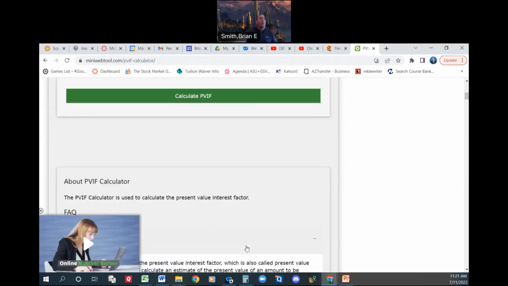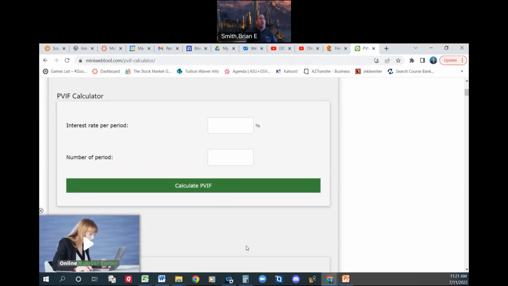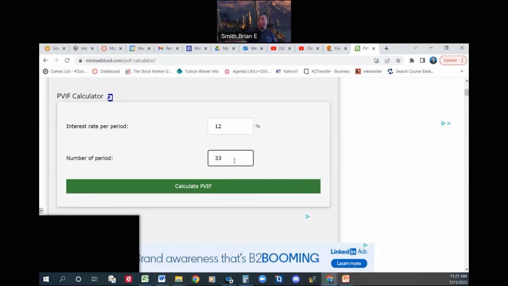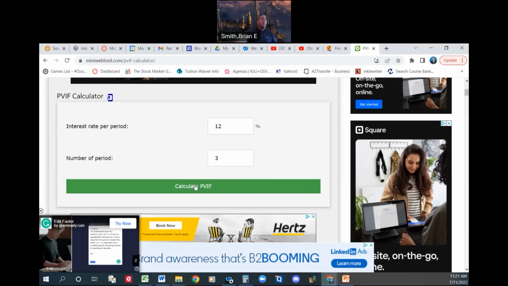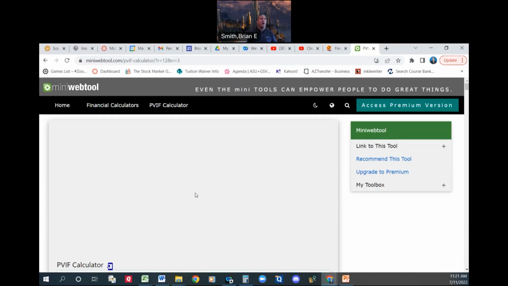Oh, I'm showing you how to cheat. Don't do this, okay? This isn't going to teach you a thing. I just found this, I didn't even mean to find it. Let's calculate present value interest factor and just see if this works. This isn't going to teach you jack squat, though, guys. Don't do this.